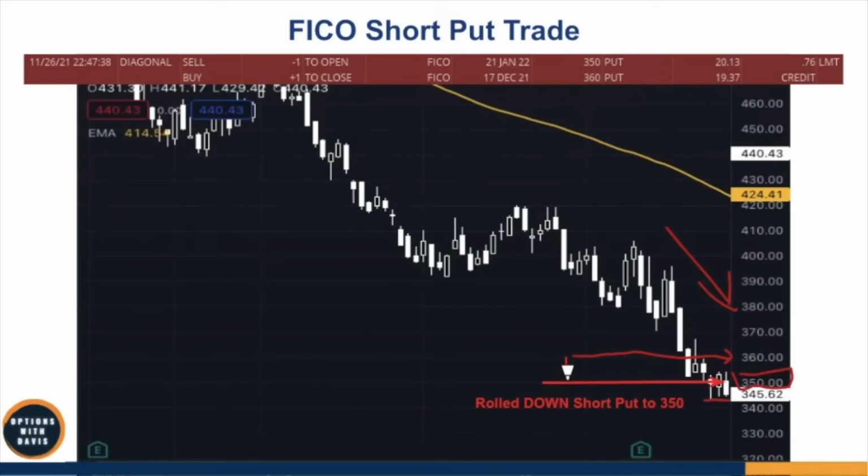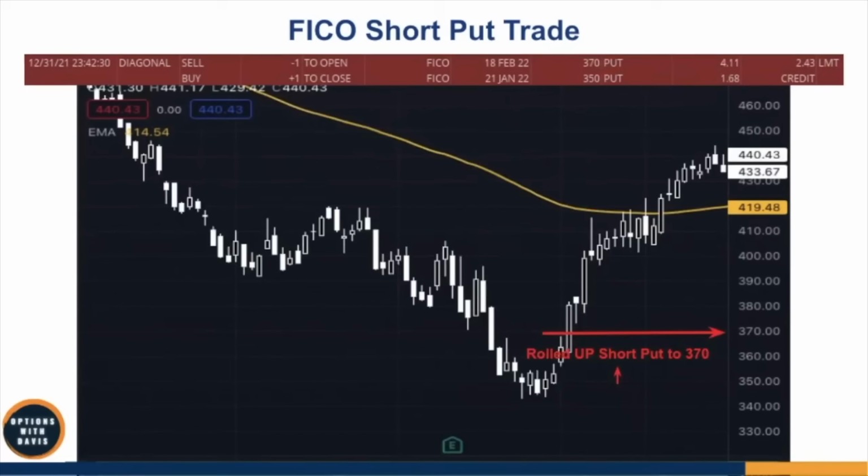So what I did was I rolled the short put down to 350, and I received a credit of 76 cents. So that's $76. As you can see, rolling just means to buy back the 360, and then I sold to open the 350 put. So in essence, I'm basically just closing out this loss and then selling another one to make up for more than the loss that I made. So this is essentially rolling. So I rolled down to the 350 strike price. Now let's see what happens next.